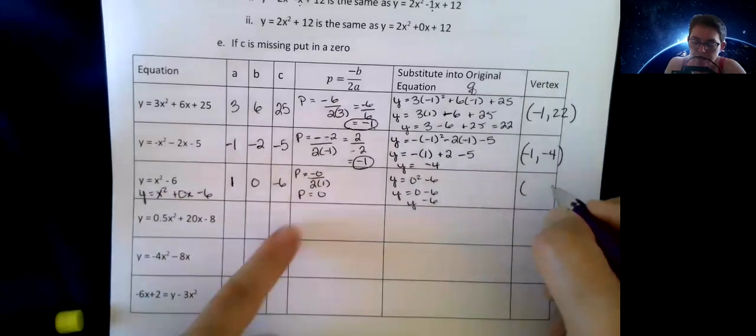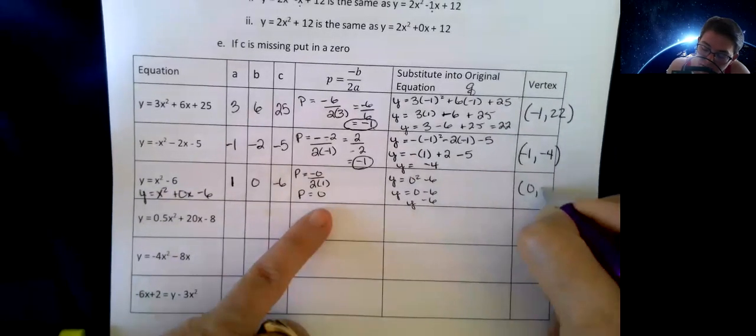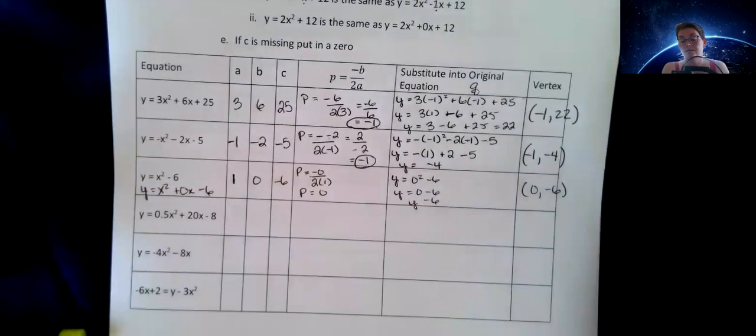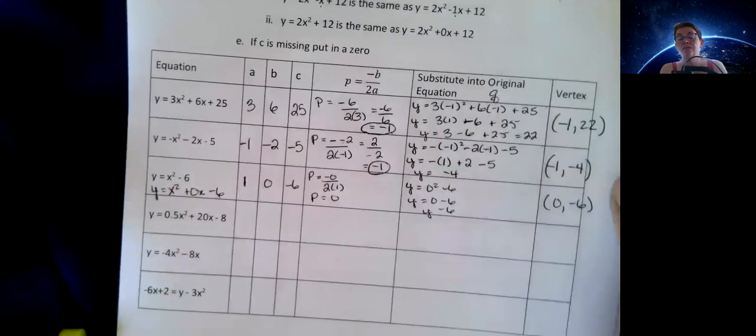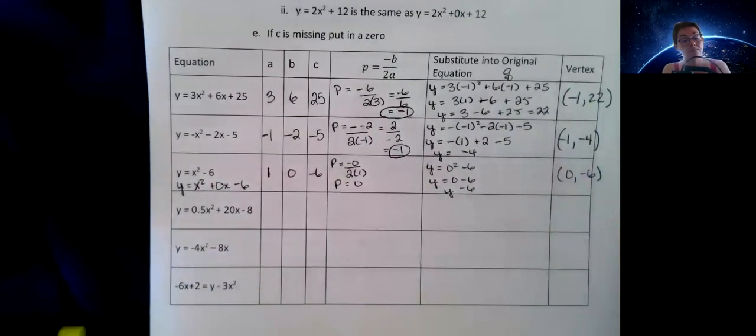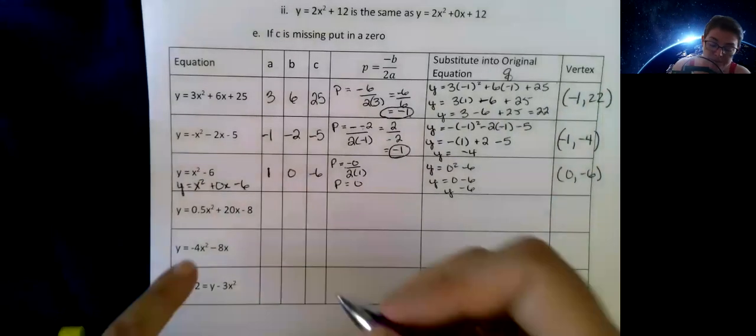So our vertex is 0 and minus 6. You guys have got this. I'm thinking I gave you too many examples. I should have just given you more room. But practice makes permanent. So let's keep going.